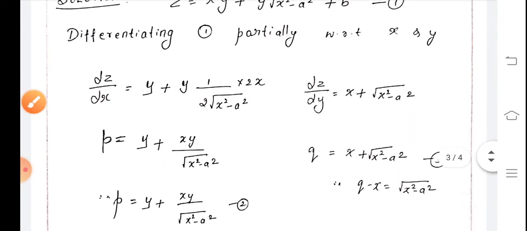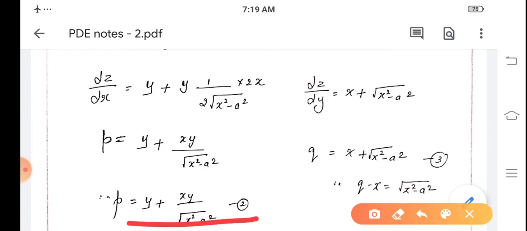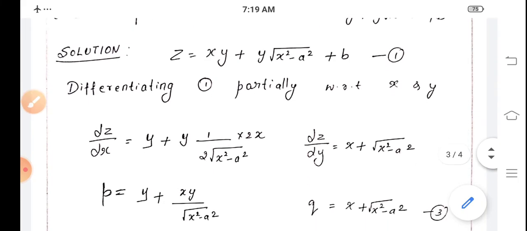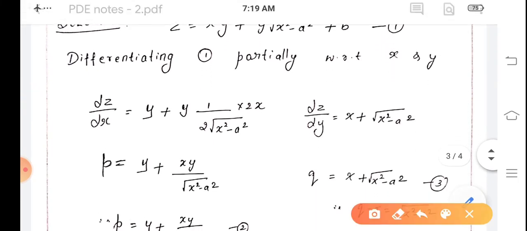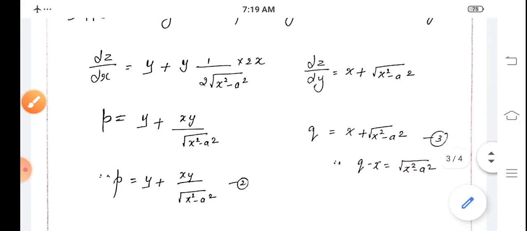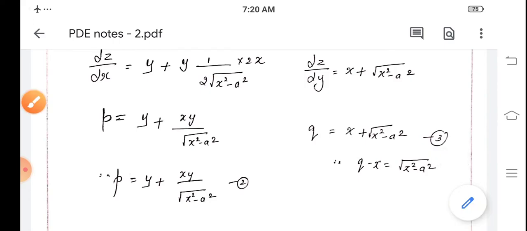That it can be written as p is equal to y plus xy divided by root x square minus a square. We'll take it as equation 2. Now differentiating equation 1 partially with respect to y, we obtain dou z by dou y is equal to x plus root of x square minus a square. That is q is equal to x plus root of x square minus a square. We'll take it as equation 3.